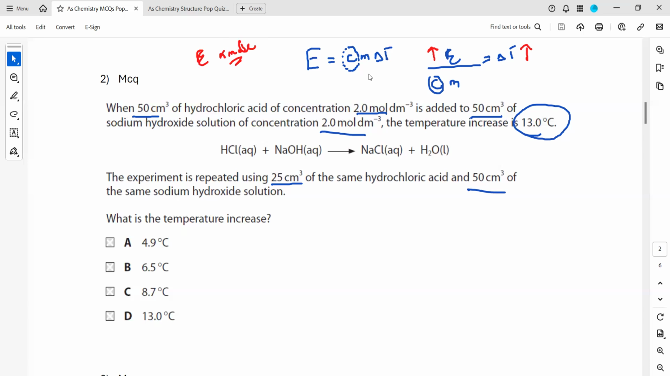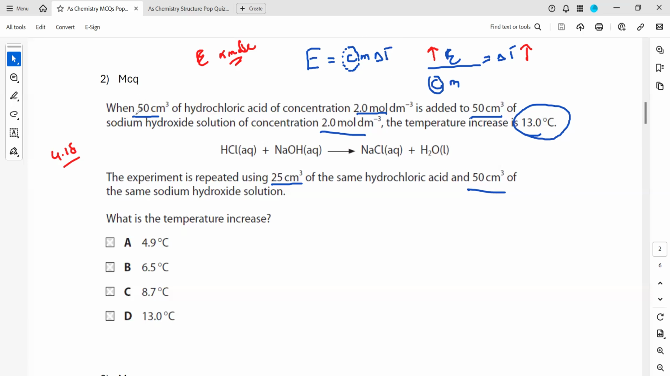specific heat capacity is a fixed value. You don't have to calculate in this one. It will be 4.18 because we always use the specific heat of water. But here we don't have to calculate. We just have to use the theory here. Without the formula, you can solve this question. So how to do such a question?